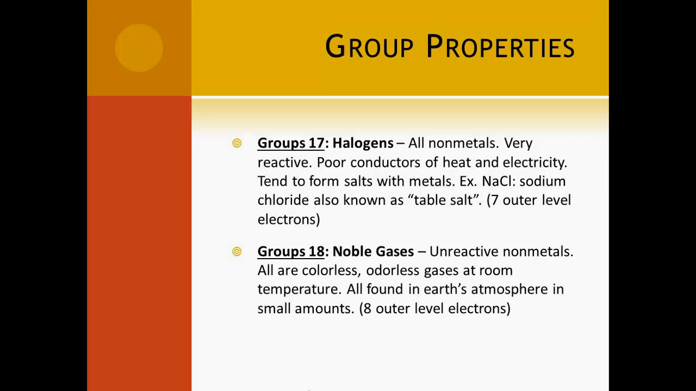Now, group 18 is the group on the far right-hand side of the periodic table. These are the noble gases, and these are very unreactive. They're unreactive because they have 8 valence electrons in their outermost energy level, and therefore we say that the outer energy level is completely full.